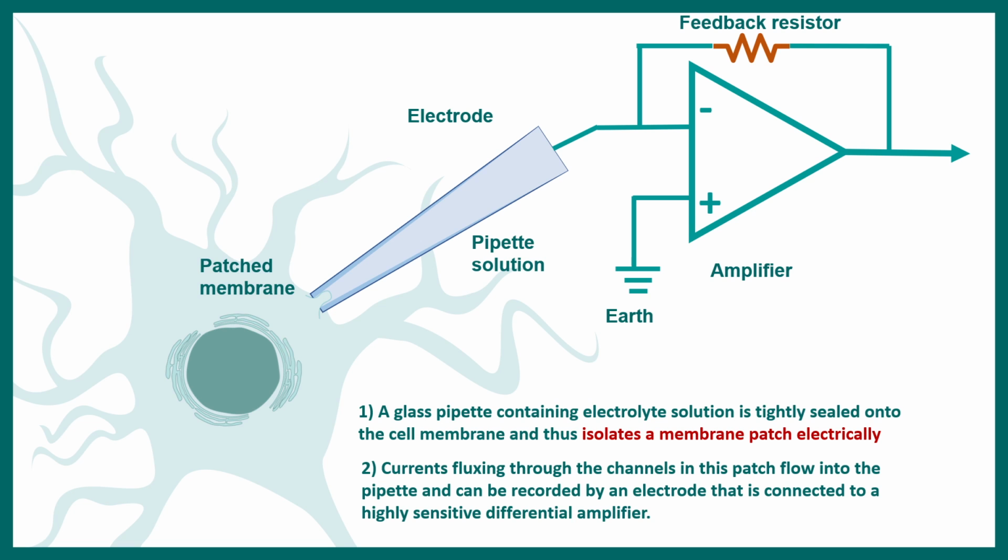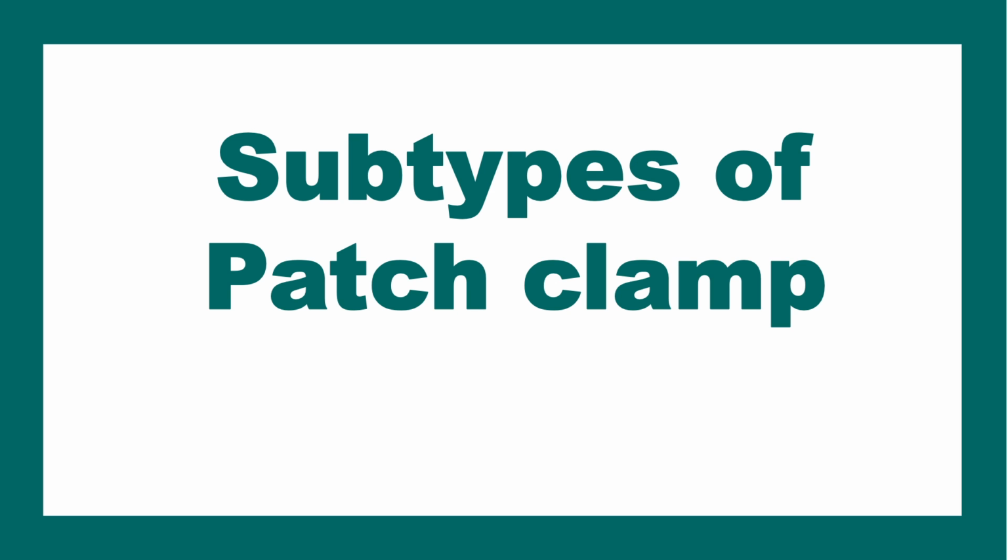And these kind of electronic signals can only be detected if you amplify them with the amplifier circuit. Now the glass pipette contains electrolyte solutions, and this particular pipette isolates a portion of the membrane and makes it electrically isolated from the other regions of the neuronal membrane. Now currents fluxing through these ion channels flow through the pipette and get recorded and amplified, and that's what we see as a signal. Now there are different subtypes of this patch clamp.